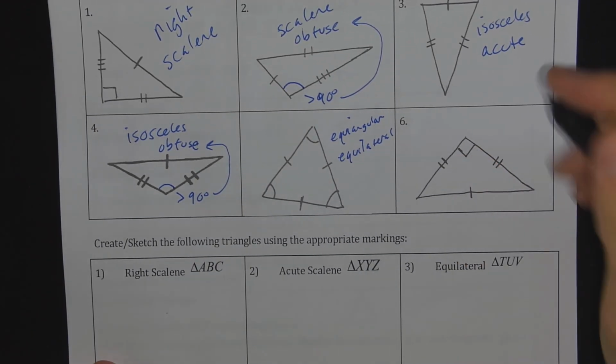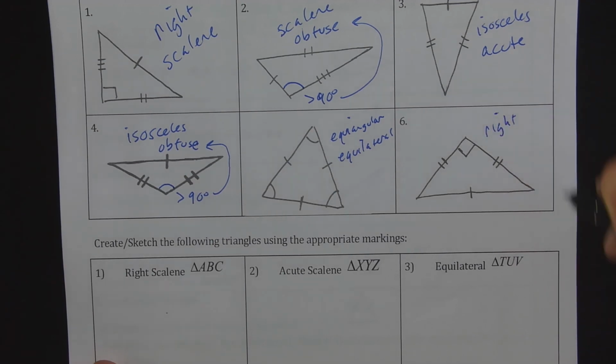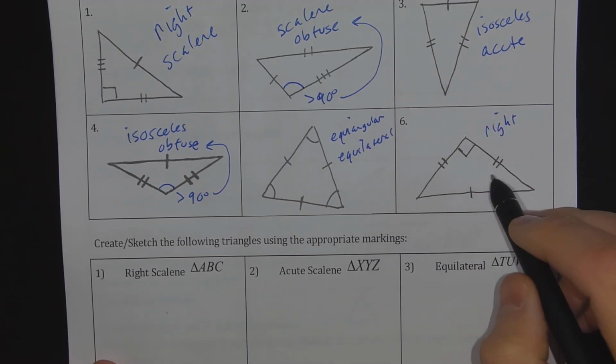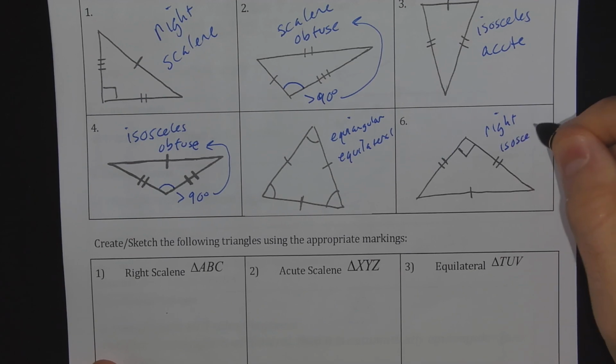Last one. I see our right angle here, so I know for a fact that my triangle is going to be a right triangle. And secondly, 2 of the sides match and 1 doesn't. That's isosceles.